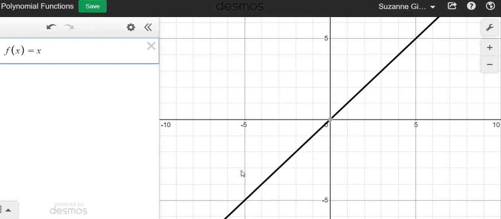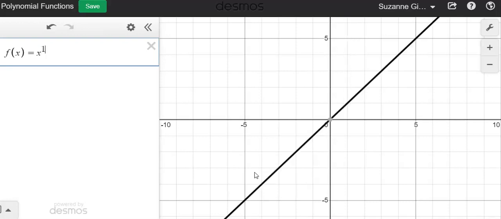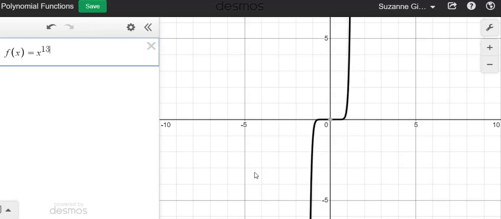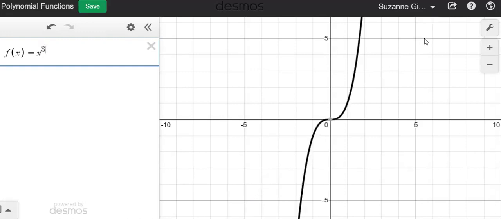So I don't know if you've noticed this pattern, but if we have a polynomial with a degree of 1, 3, 5, 7, 9, 11, or really any odd number, then the end behavior is the same. On the left end, the function is headed towards negative infinity, and on the right end, the function is headed towards positive infinity. So for any of these polynomials that have an odd degree, we have the same end behavior.